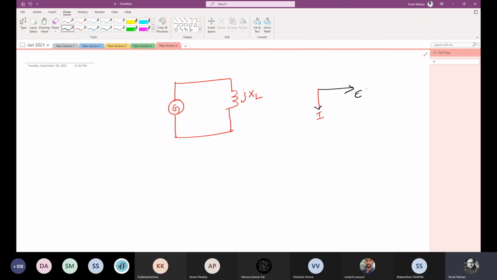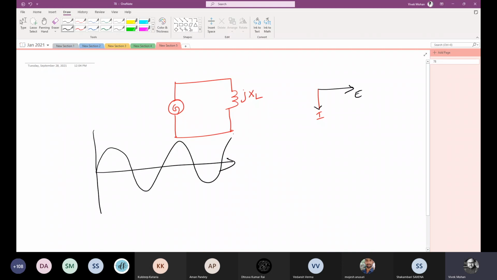So how will I represent it by a waveform? What really goes on in such a circuit? Suppose this be my voltage. How will I draw my current here in this case? Where should I mark? Where will be the current 0? Pi by 2, 90 degrees. So where should I mark? Just below the peak. So I'm drawing it here.